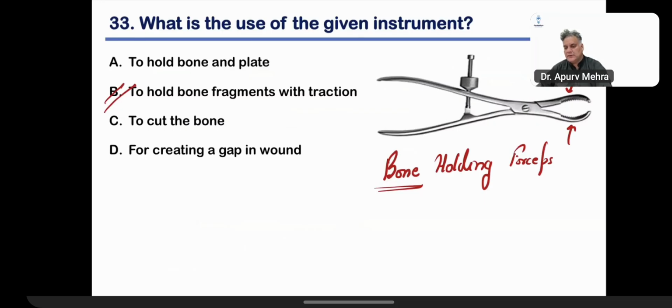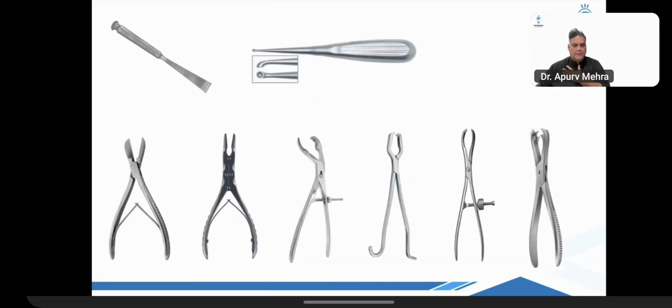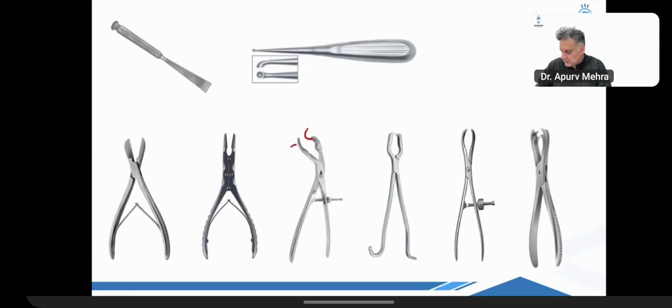Because it cannot be a bone plate holding forceps. In a bone plate holding forceps, one end is smooth, okay? So here you can see that. Rough, smooth. This is bone plate holding.